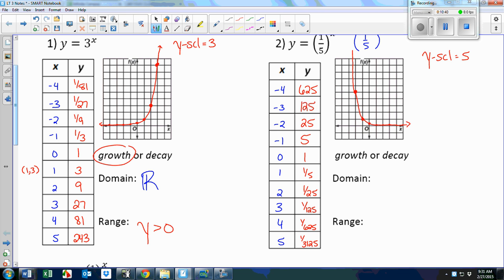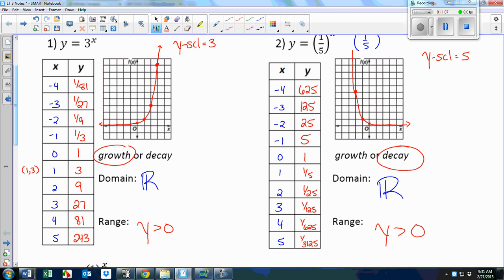So is that growth or decay? Getting smaller, so decay. What's the domain? All real numbers. And the range? It's still greater than 0. Now don't oversimplify the range and think it's always greater than 0. It will be. I'll go ahead and tell you, it will be, even in all the homework problems, because I don't want to make this too confusing. So I'm going to stick with just positive numbers, and it will be.